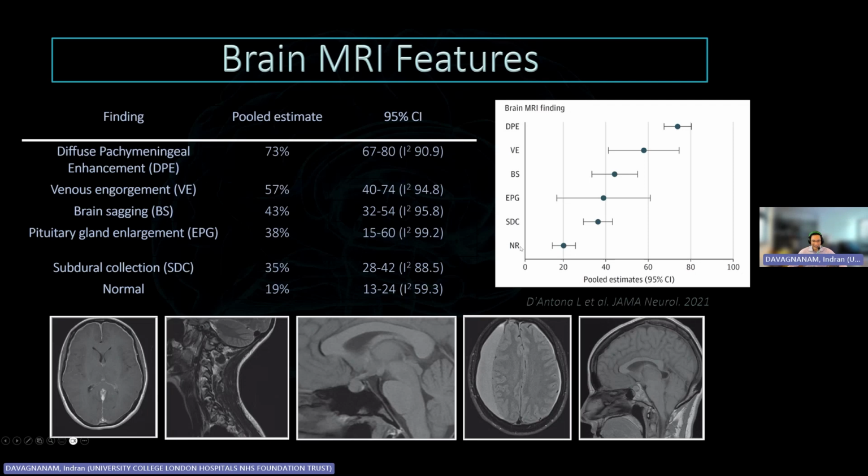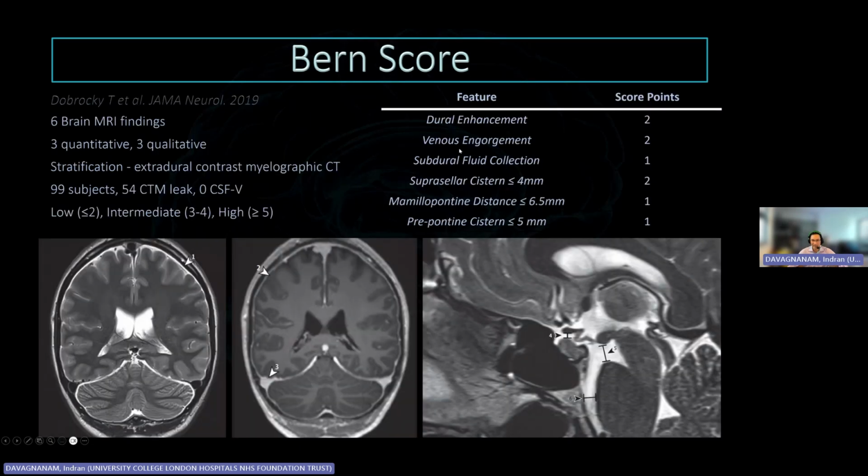When we did an analysis of all the imaging findings, what we found is that diffuse pachymeningeal enhancement or dural enhancement was the most common, followed by venous engorgement. And these characteristics are often used in classification systems and scoring systems. Here's an example from our colleagues in Bern, Tom Dobrocky. And what he looked at was a differential score with all the imaging findings that we talked about, weighted to the most common ones in order to try and classify the likelihood of getting a positive myelographic result.